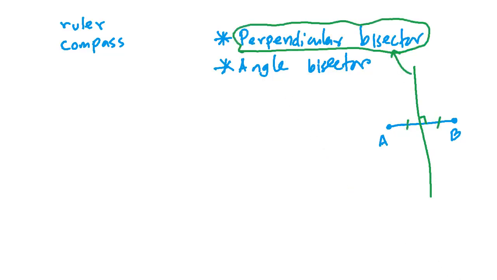Angle bisector divides an angle, suppose angle ABC, into two equal parts. If this is the angle ABC, then the line that divides the angle ABC is this one. So angle ABC is divided into two equal parts, this part and this part.